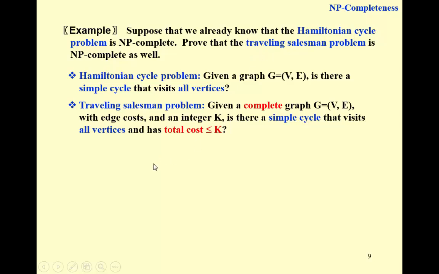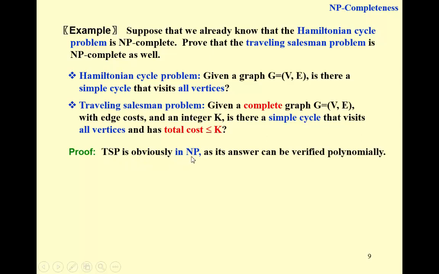To prove this, the first thing to do is to prove what? Is to prove that TSP is in NP. This is obviously true because given any simple cycle that visits all vertices, it takes only linear time to sum up all the costs and compare it with k and to tell yes or no to that question. So its answer can be verified polynomially, and therefore TSP is in NP.